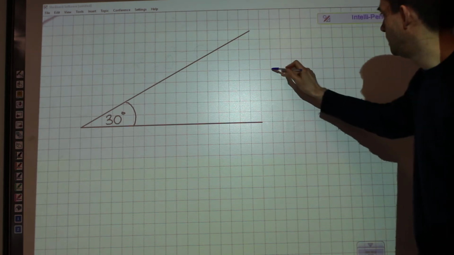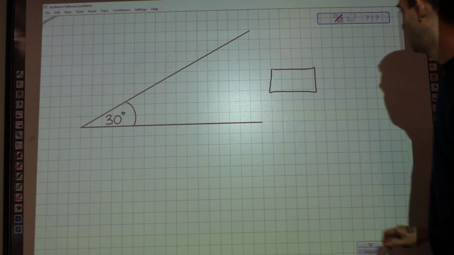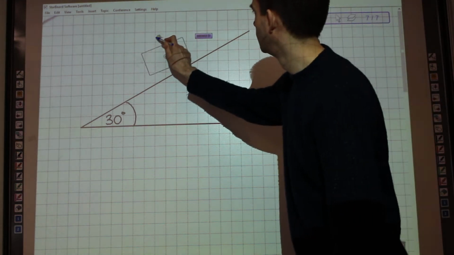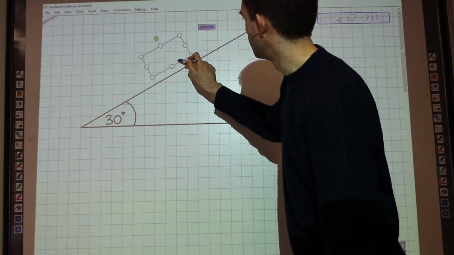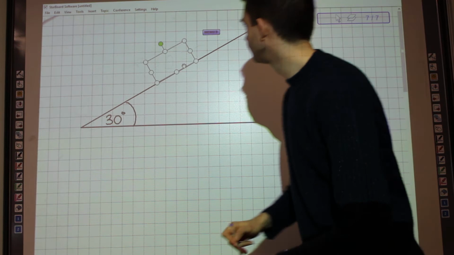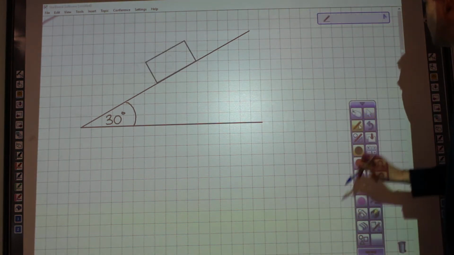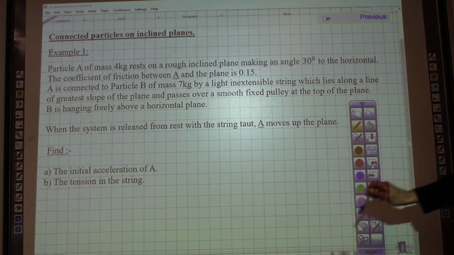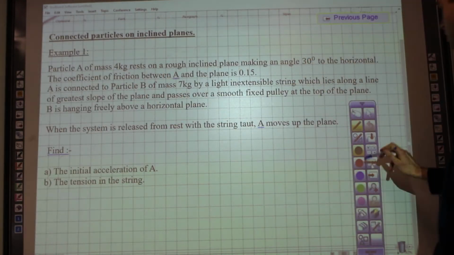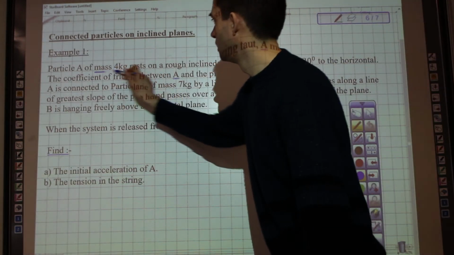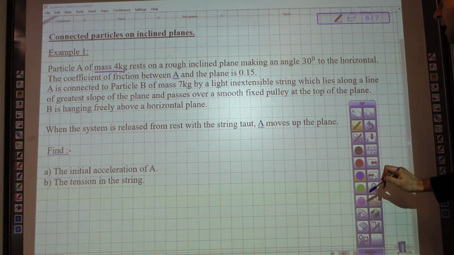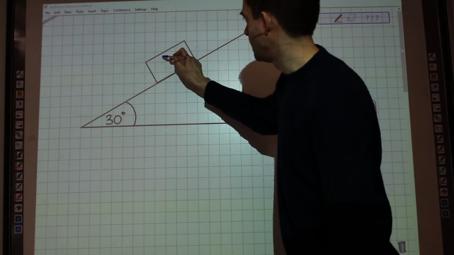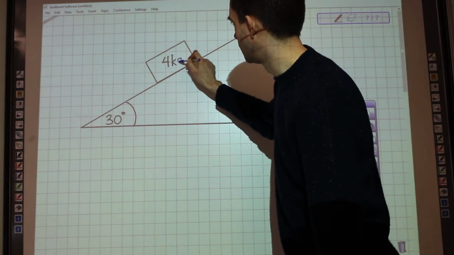What I now need is a mass A, which I'm just going to draw there, drag over and spin around so it lines up nicely like so. And that is particle A, and we were told that particle A has a mass of 4 kilograms. So let's add that onto our diagram, that we have A here, and that has a mass of 4 kilograms.